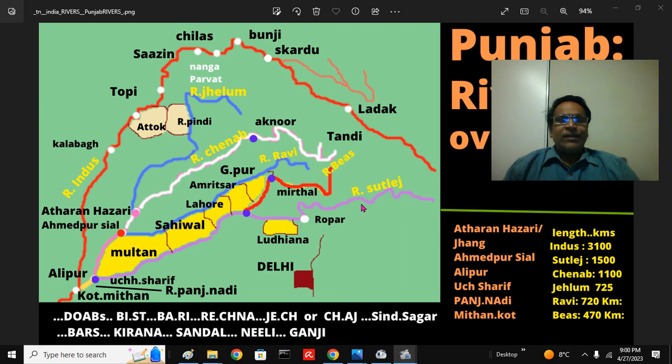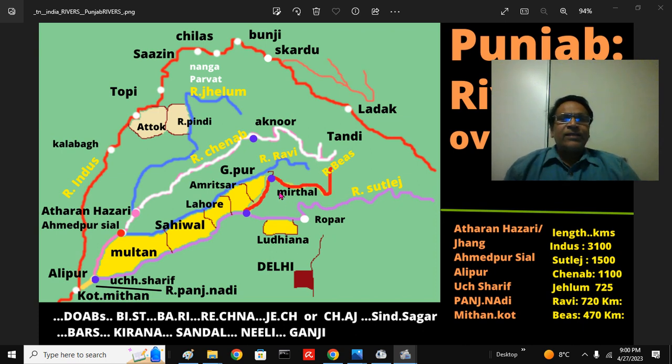The Sutlej river is very important. The Chenab river is also very important. Both of them join at a place called Alipur or Uch Sharif here, and they form the Panjnad. This Panjnad gathers all the five major rivers before it joins the Sindhu river, that is the Indus river, at Mithankot.